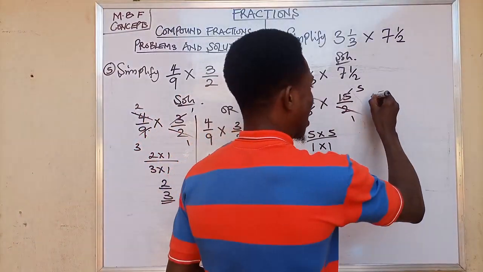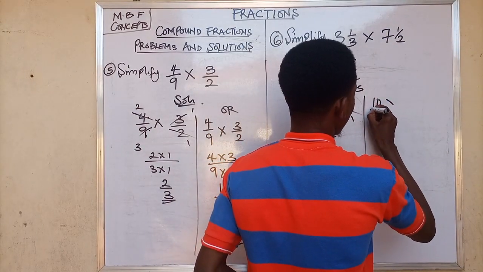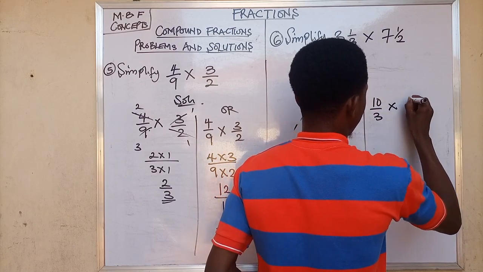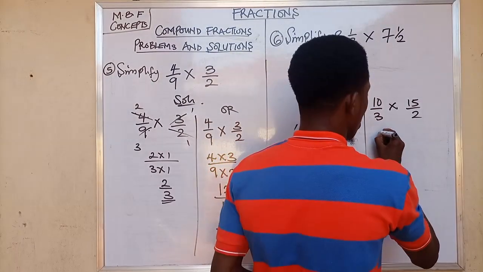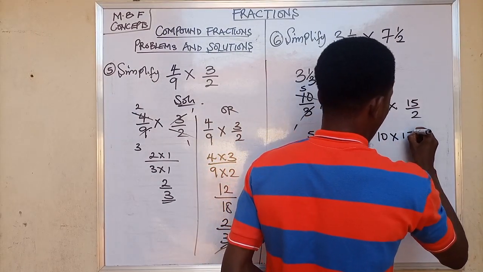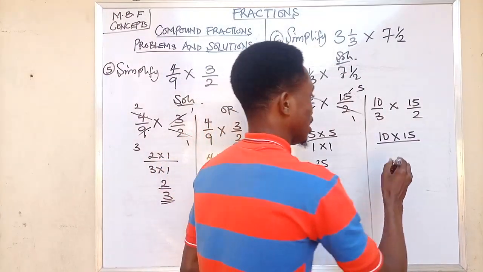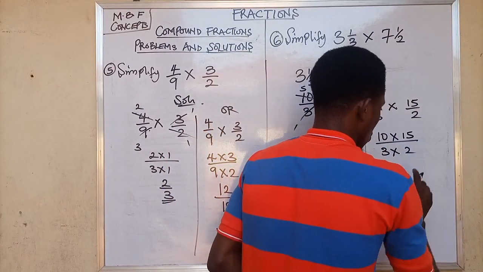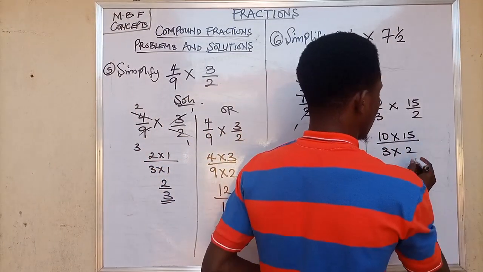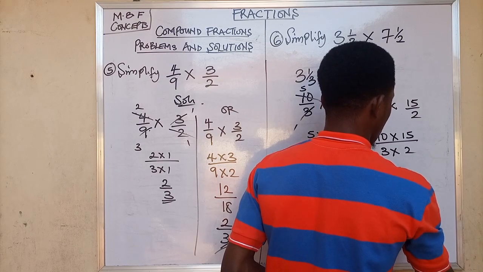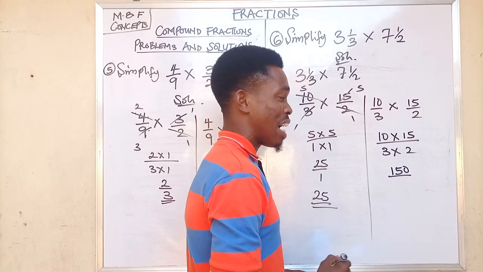Now, the other way around, like I said earlier, is another person can choose to have 10 over 3 times 15 over 2. So you can choose to multiply the numerators using your calculator, which would give us 10 times 15, all over, so you are now connecting them with one division line, 3 times 2. Now when we multiply the numerators, we are going to have 15 times 10, which is 150, and 3 times 2, we are going to have 6.